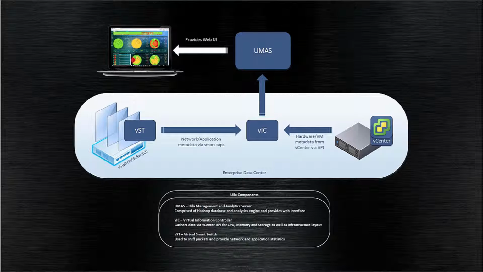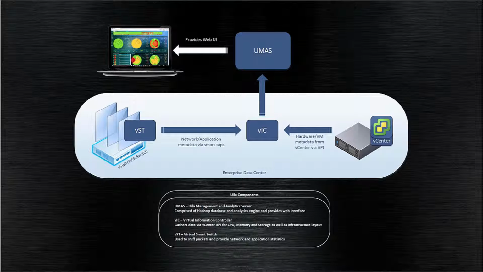First thing I want you to notice is what we call the Virtual Information Controller, or VIC. The VIC is used to communicate with vCenter via APIs to gather data regarding your virtual infrastructure and virtual machines. This will provide us with statistics for CPU, memory, and storage, along with topology of your infrastructure.